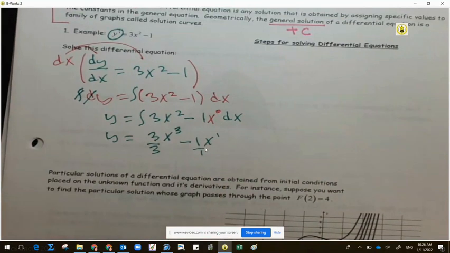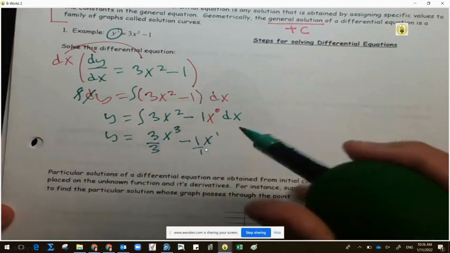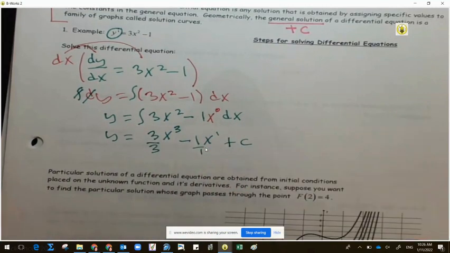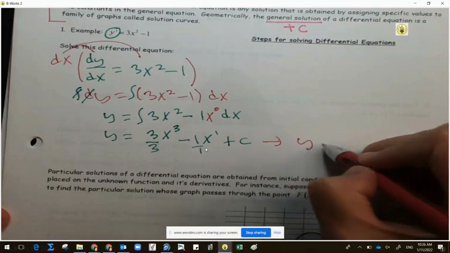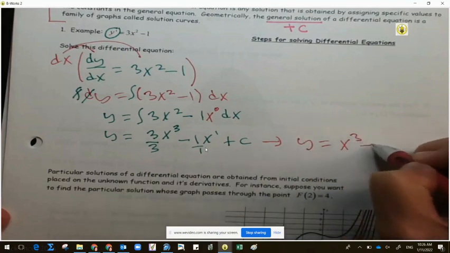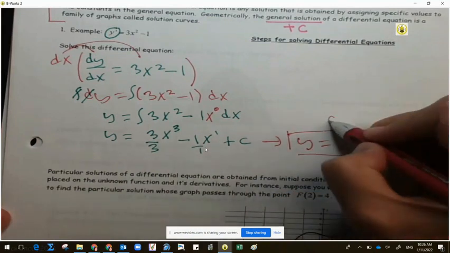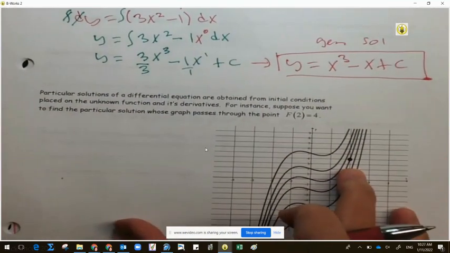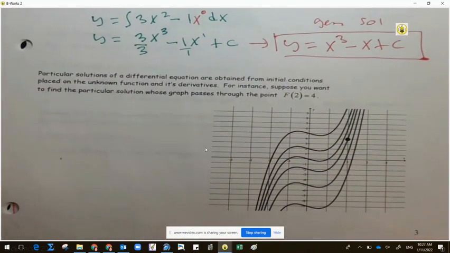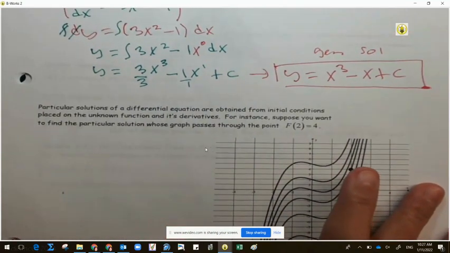Since we anti-derived, do I need a dx anymore? We don't. We're going to add what? Add the c. Now let's simplify so we know what our general solution is going to look like. That's going to give us y is equal to x cubed minus x plus c. This right here is our general solution. Because it's got plus c, and we don't know what that value is at the moment, but we will on the next portion. All right, are we good so far?